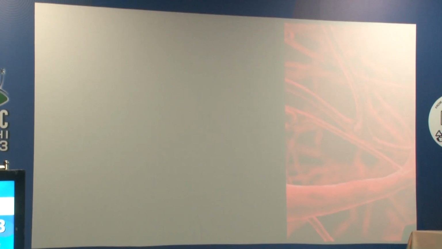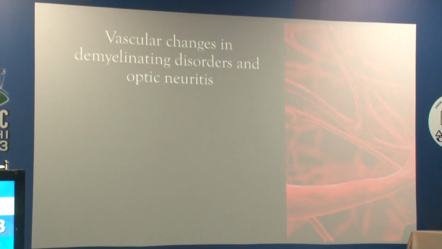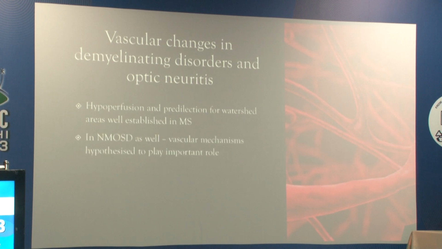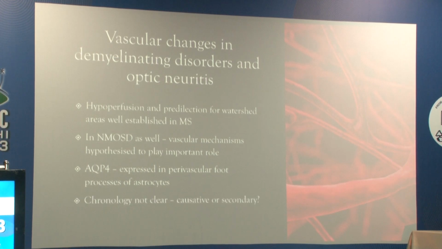Another way to look at these demyelinating disorders is to study the vascular changes that occur in them. Hypoperfusion and predilection for watershed areas is already well established in multiple sclerosis. Even in NMOSD, vascular mechanisms are hypothesized to play a very important role, especially considering that aquaporin-4 receptors are expressed in the perivascular foot processes of the astrocytes. However, the chronology of these vascular changes is not clear, whether they are causative or secondary to the neurodegeneration.